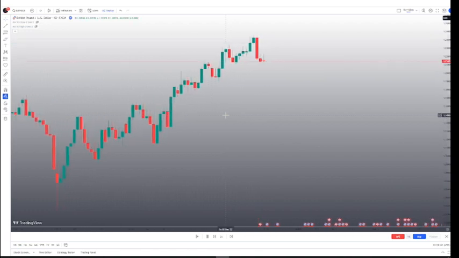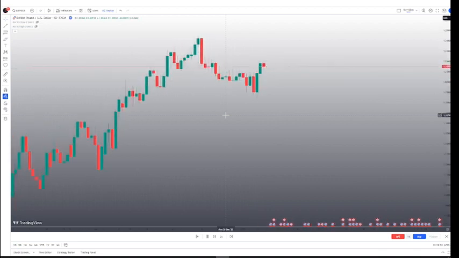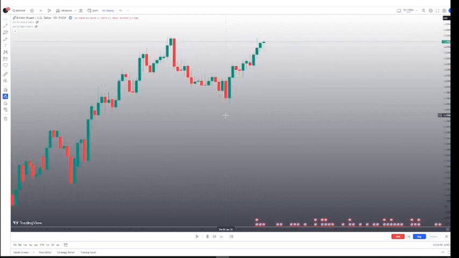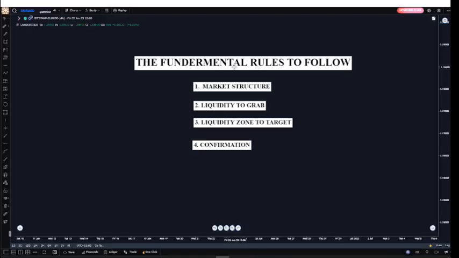The only thing you need to do is get your mental capability ready for this, because advanced trading terminology will be used. I will share the fundamental rules with you now. The first thing you need to learn with this strategy today is market structure, liquidity to grab, liquidity zone to target, and entry confirmation. I will guide you through these four key elements one by one, so stay tuned. Don't skip any part of this video if you want to make use of this strategy.